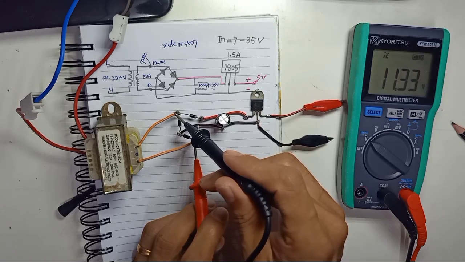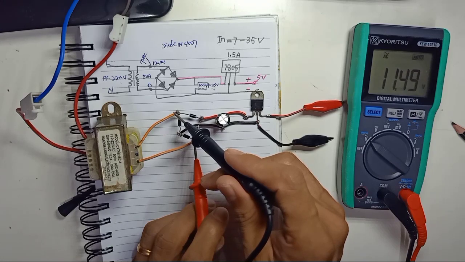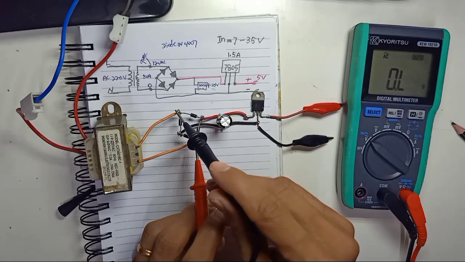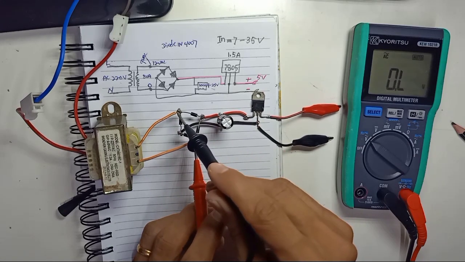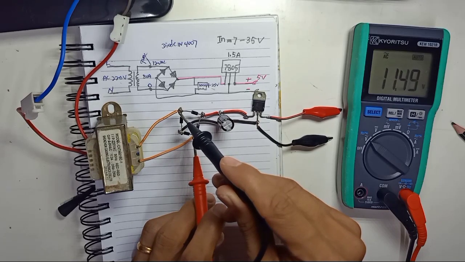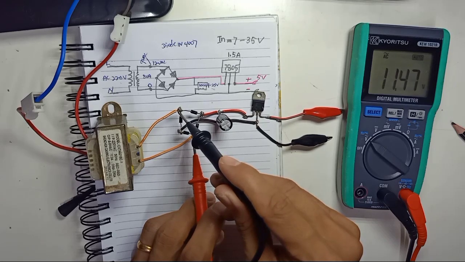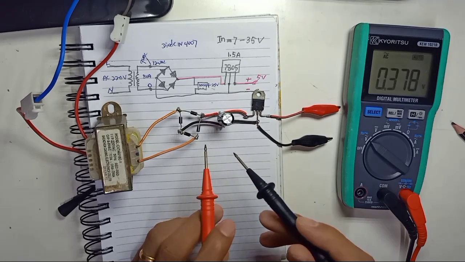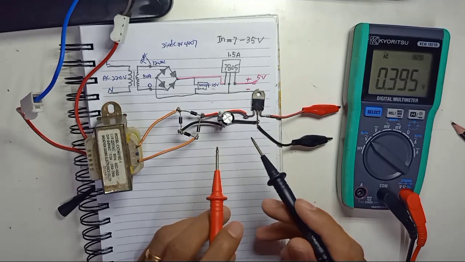So right now I'm checking the AC voltage output, 9 volt AC, but since the AC is not a constant voltage yet, there is plus and minus 10%, so 11.49 volt AC.